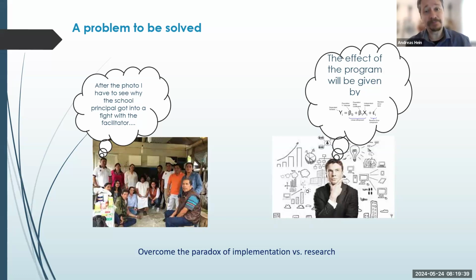On the other hand, we have the evidence-based intervention scientist, for example, who is thinking about another kind of problem: what is the effect of the program? And the effect of the program is given by, and there we have a nice regression equation. It's very abstract, very complex, and we talk about effects and randomized trials and so on. And these two worlds have a very difficult time going together.